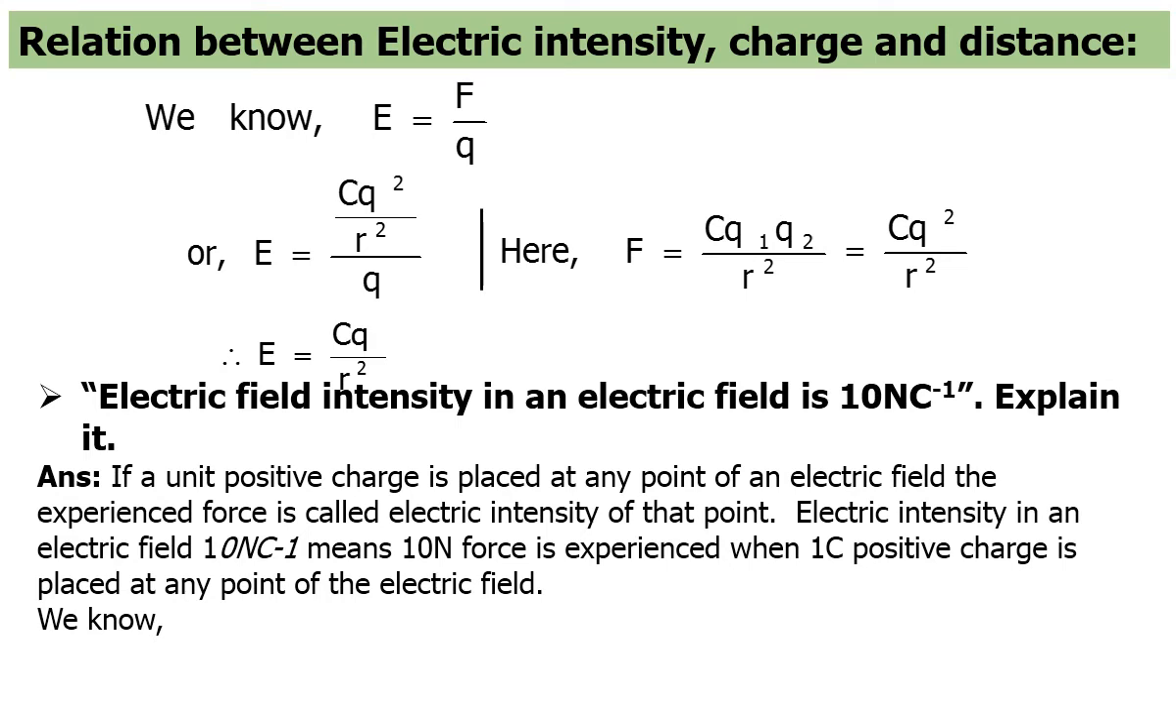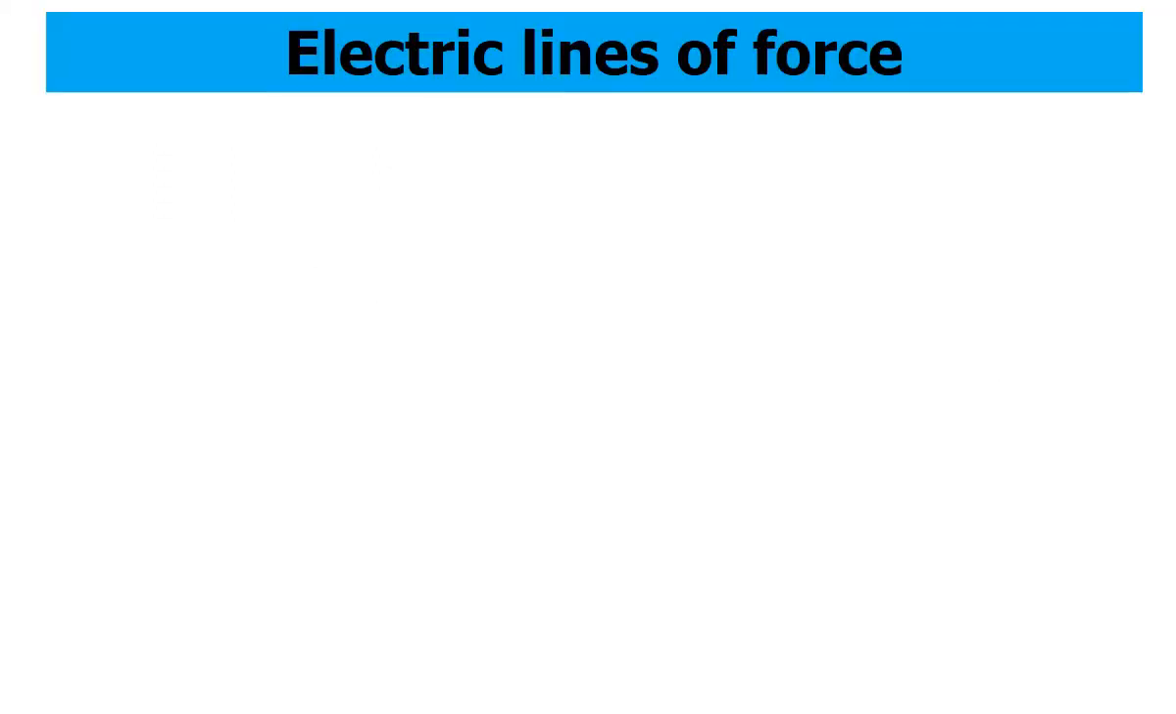Let's have a look. The electric field intensity in an electric field is 10 Newton per coulomb. It means if 1 coulomb positive charge is placed at any point of the electric field, then the 1 coulomb charge will experience 10 Newton force. And if we write the formula of E, we know E equals F by Q. The value of F is 10 Newton and the value of charge is 1 coulomb. After calculation, we can write E equals 10 Newton per coulomb.